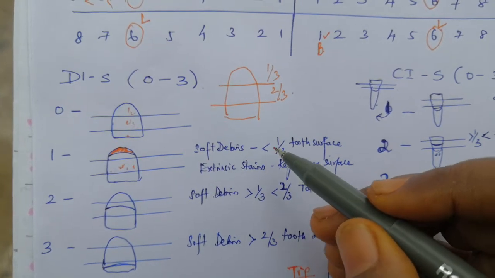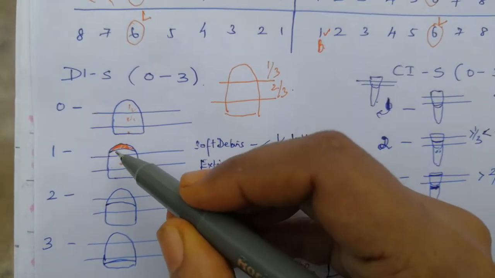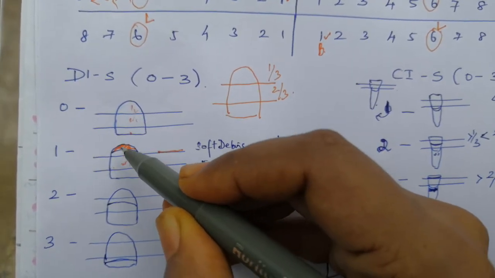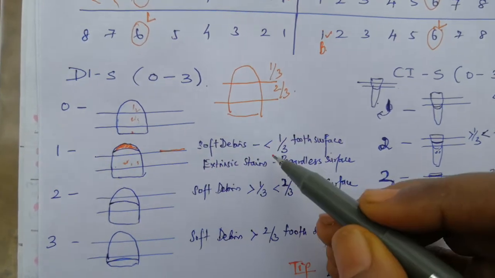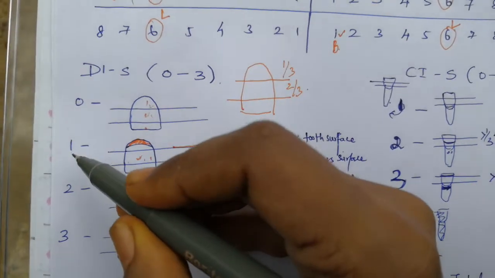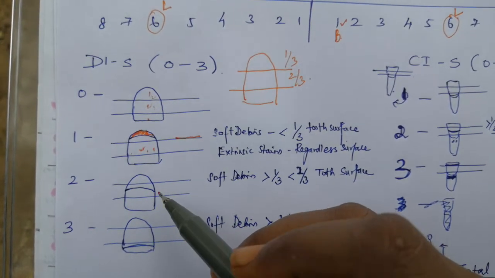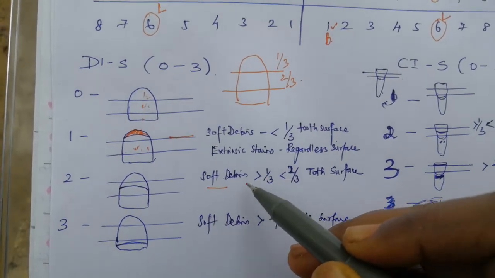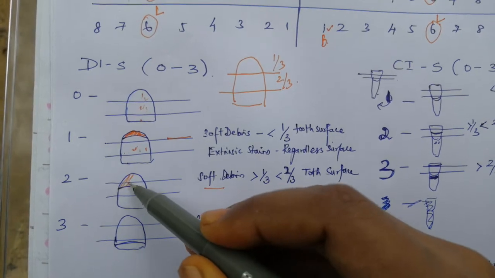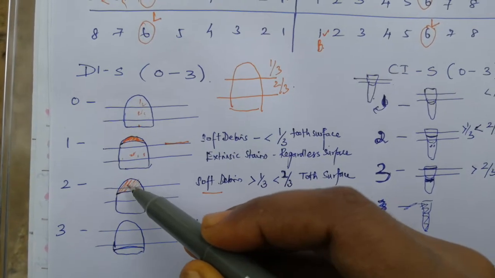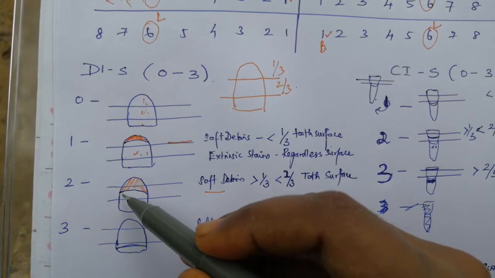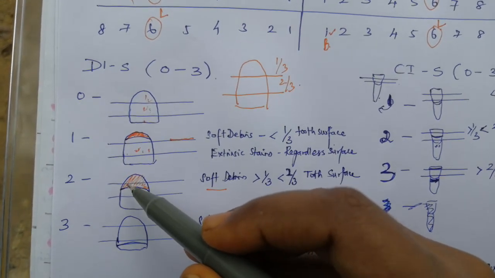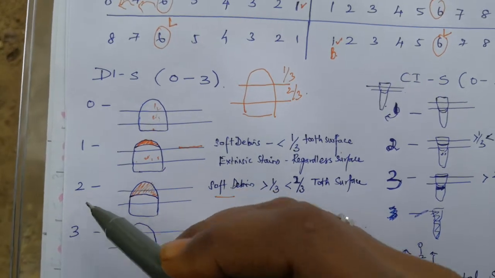Soft debris less than 1/3, not extending beyond 1/3, this is 1/3. So it's within 1/3. Less than 1/3 of the tooth surface, it's 1. These are all soft debris. If the soft debris is greater than 1/3 but less than 2/3, not beyond 2/3, more than 1/3 of the tooth surface, then the scoring is 2.